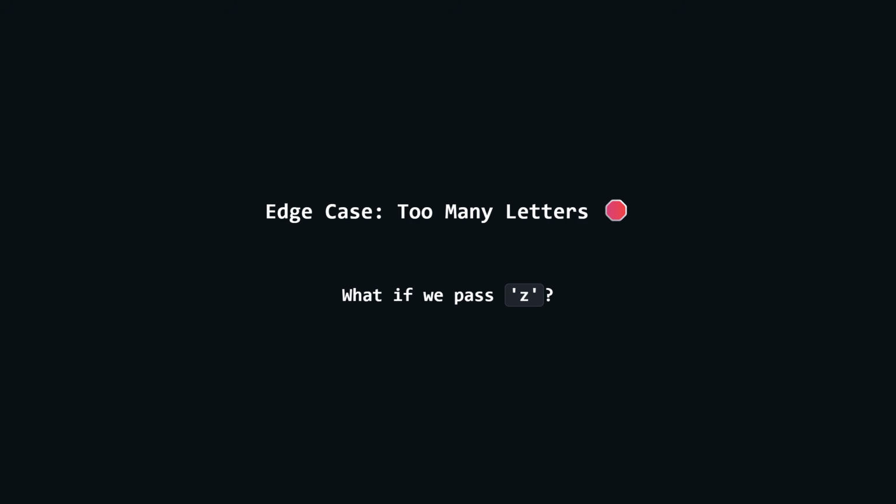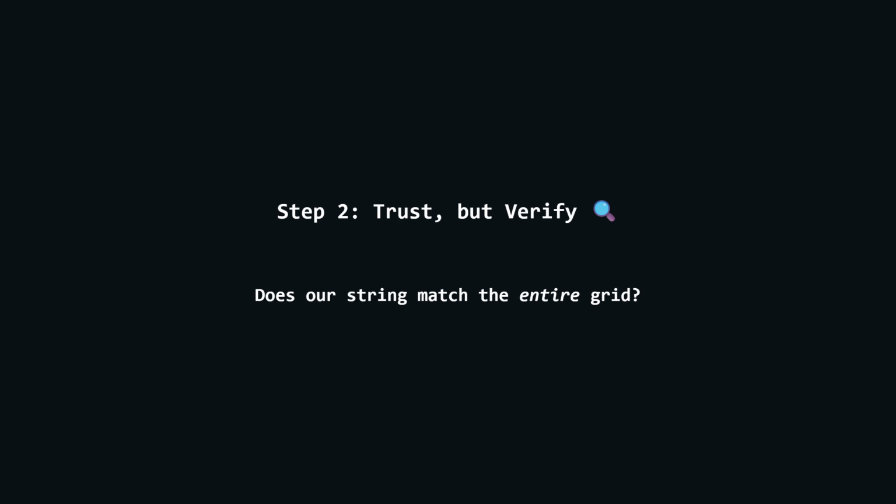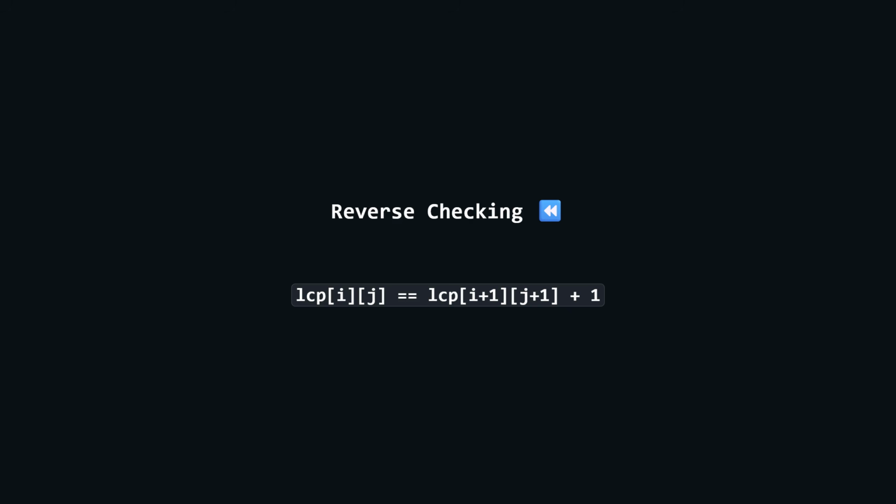An important edge case to handle is if our grid demands more than 26 unique letters. If we try to increment past Z, it means no valid string exists, so we return an empty string. Once we greedily build a candidate string, we aren't done yet. We have to verify that it actually satisfies all the specific numbers in the grid, not just the zeros and non-zeros. We can verify this efficiently by checking the grid backwards, making sure each cell equals the cell diagonally down and to the right, plus 1.